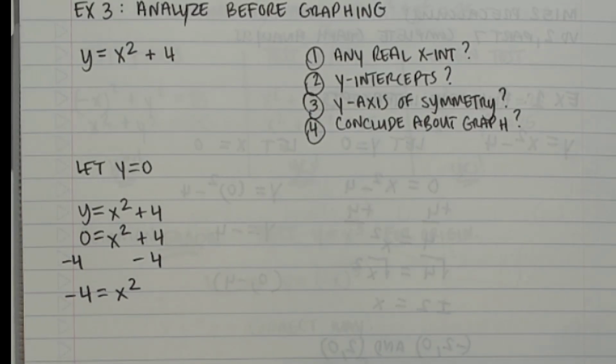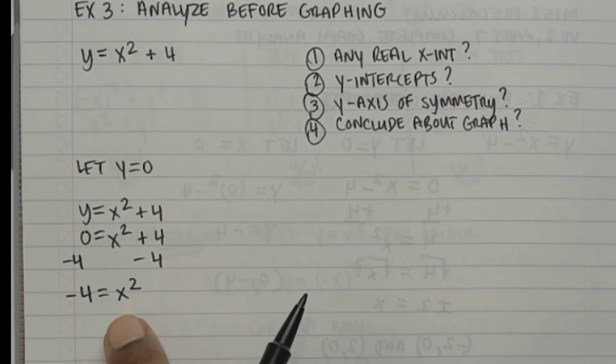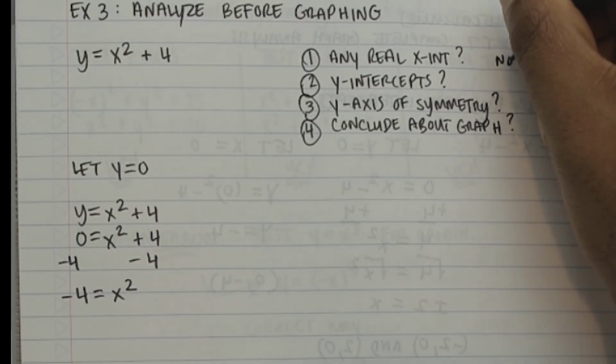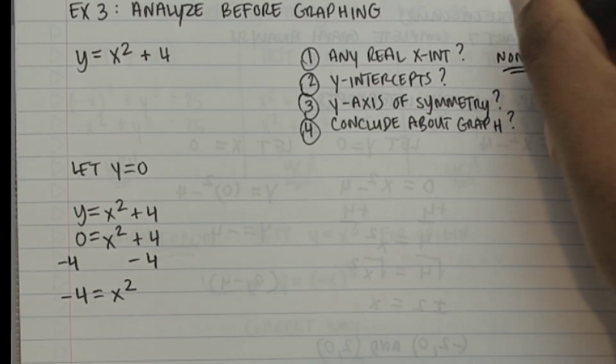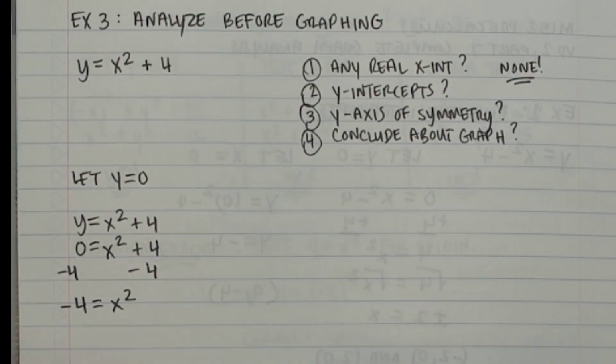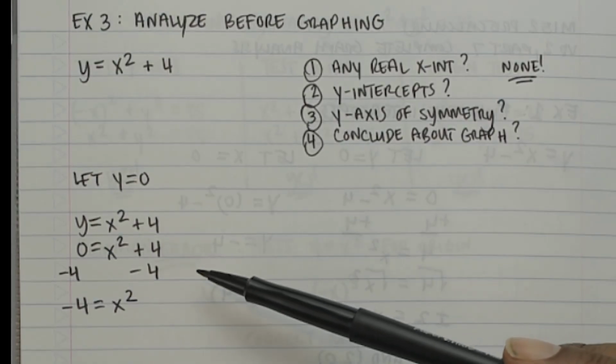So again, we run into that issue. In this equation, there is no real number whose square is negative 4. We concluded that earlier. So therefore, this particular equation has no real x-intercepts. So none. Okay. So you always have to ask yourself this when you're analyzing an equation before graphing. Are there any real x-intercepts? Okay. So that's how you determine that.